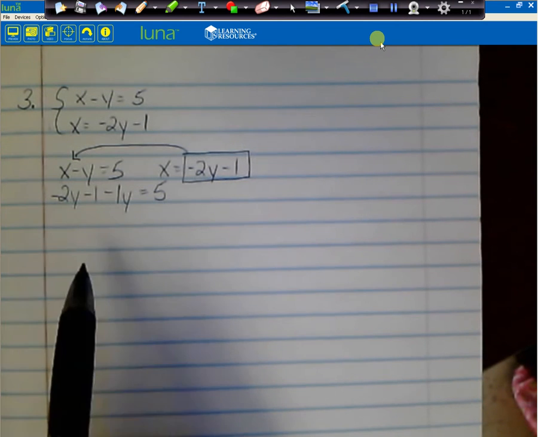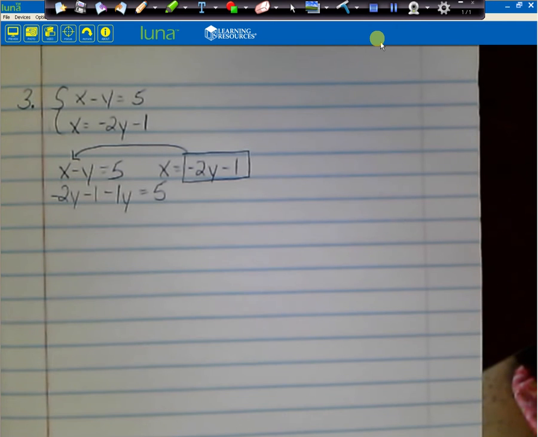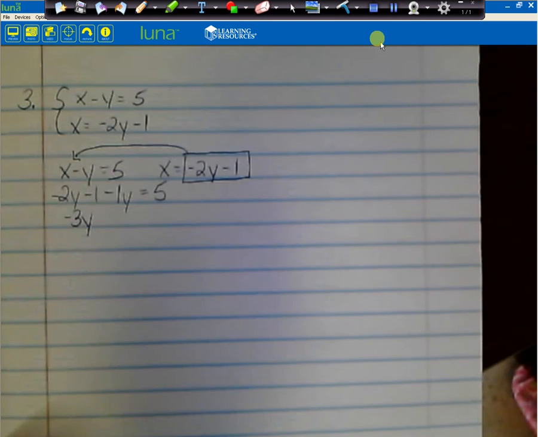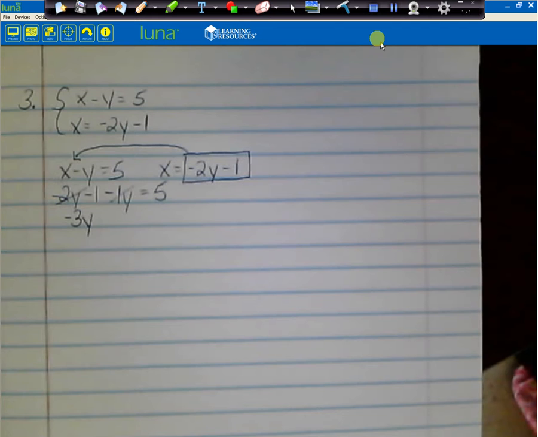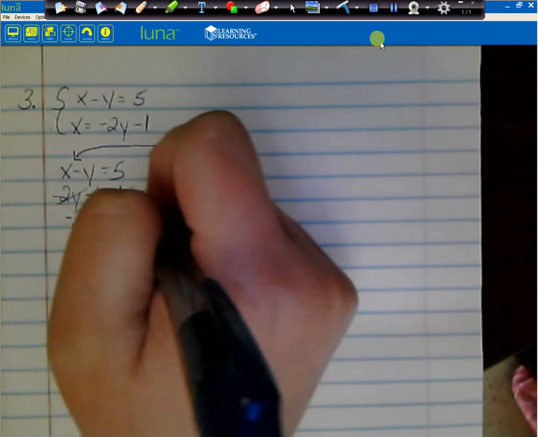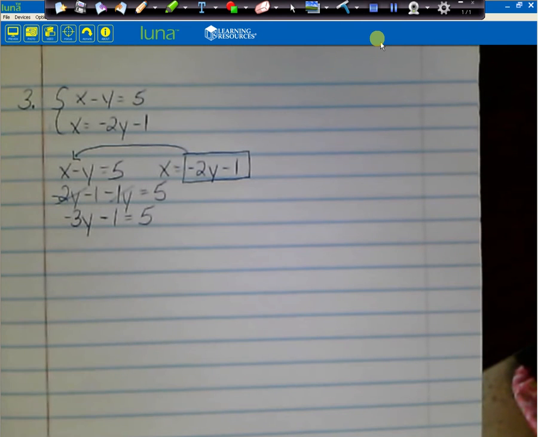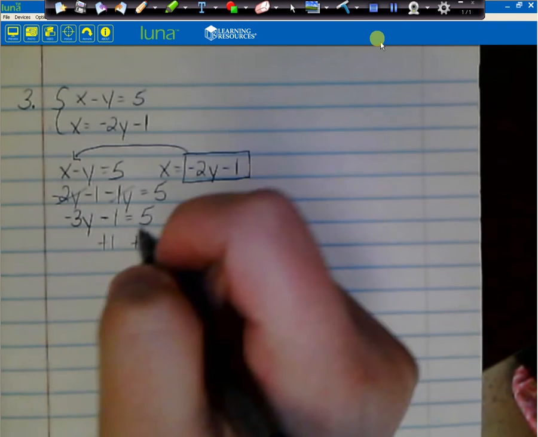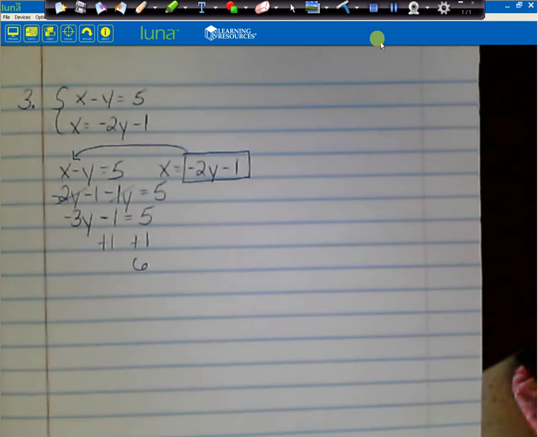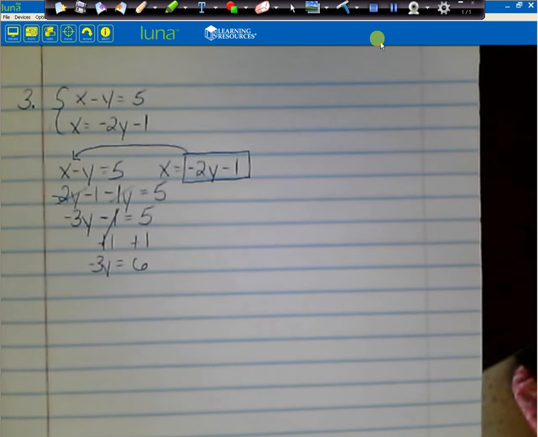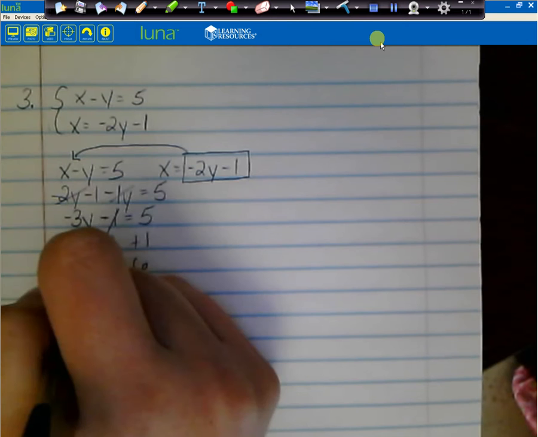Here, my y's are on the same side of that equal sign, so I'm just going to put those together and combine those. I'm not going to do the opposite because they're on the same side. I'm just going to say negative 2y minus 1y is negative 3y. And I'm going to mark those out, showing that I combined those together. I'm going to bring down my minus 1 equals 5. Then I'm going to add my 1 to both sides here. 5 plus 1 is 6. Bring down my negative 3y and my equal sign. Now I need to move the negative 3, so I'm going to divide both sides by negative 3.